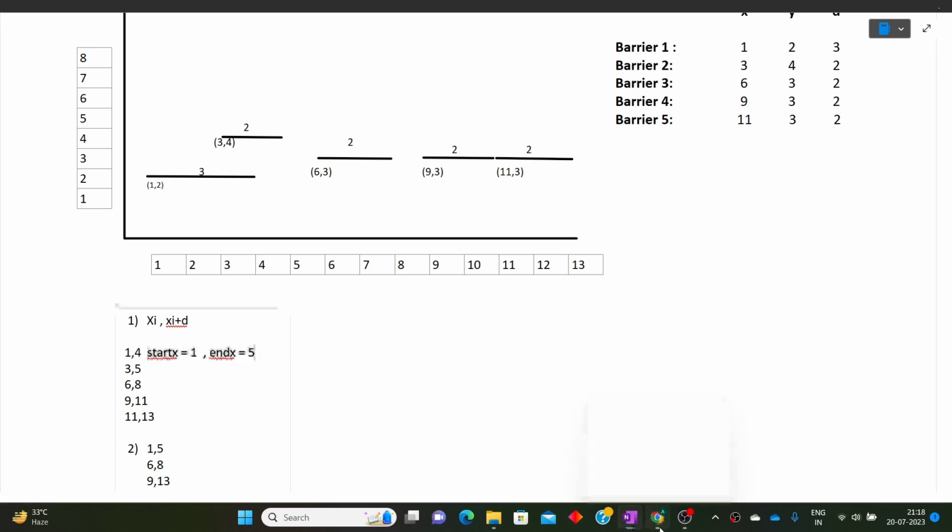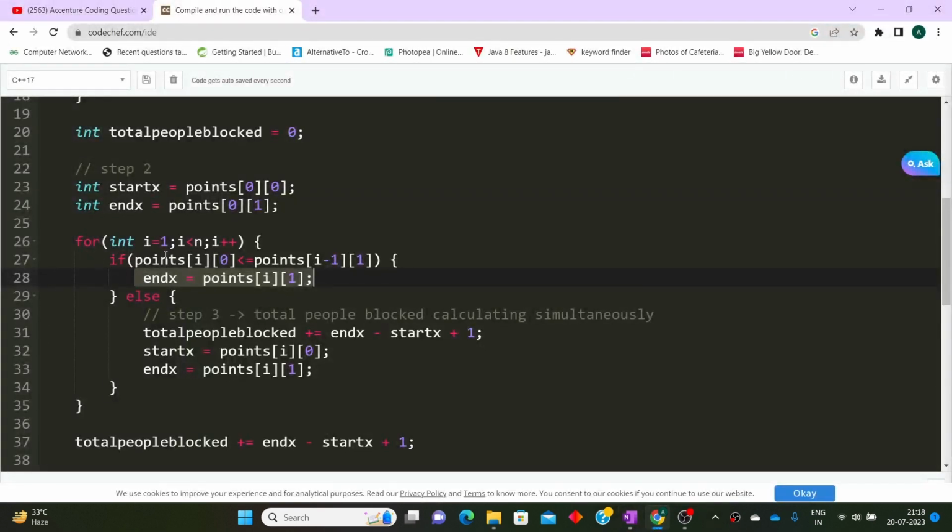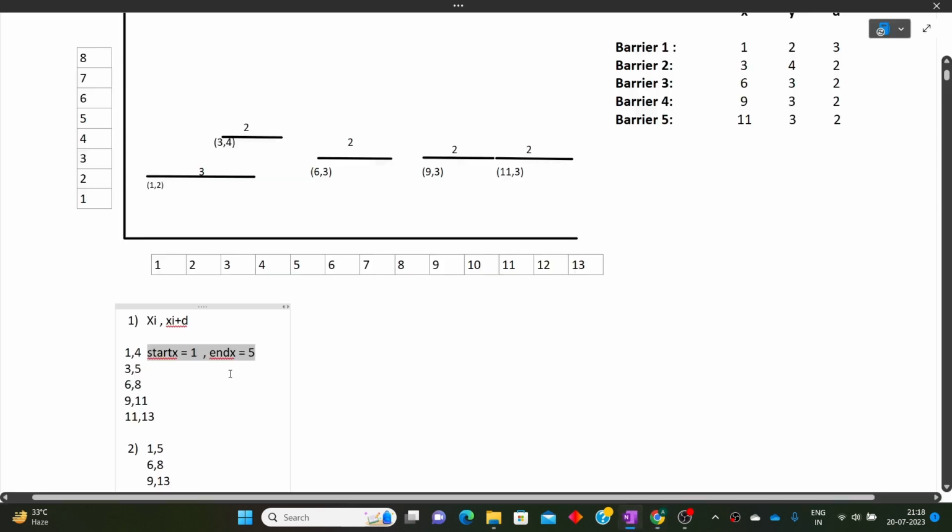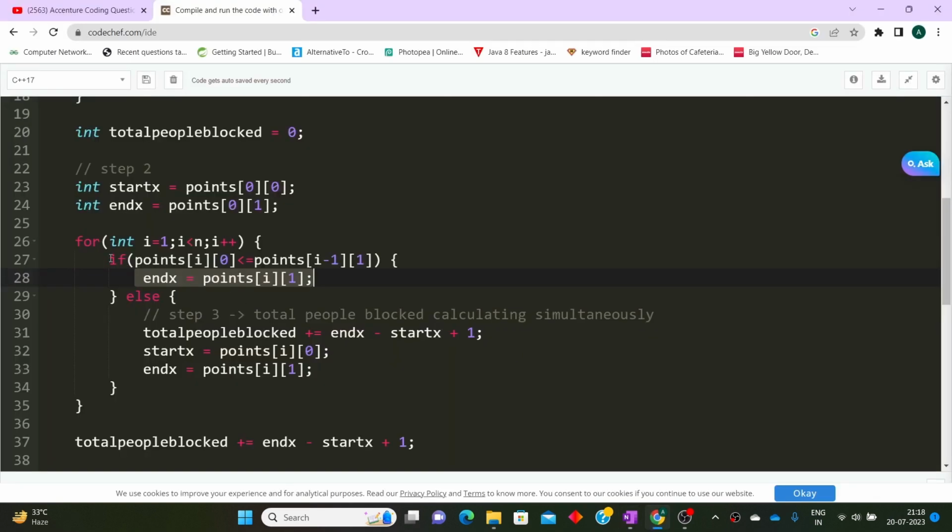Okay, now if the condition is successful, we will move to the next iteration and compare the next barrier. The next barrier is 6, 8. Now we will check whether the starting value of the current barrier, that is 6, is less than or equivalent to the index value. The answer is no here, since we have 1, 5. It means that the overlapping that was happening before this current barrier, we have already found, from 1 to 5. So in this case, the first condition is not fulfilled. We will move towards the else condition.